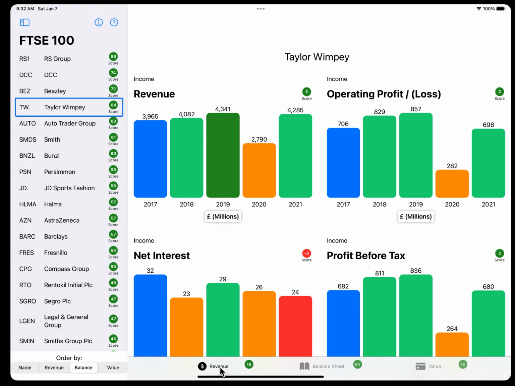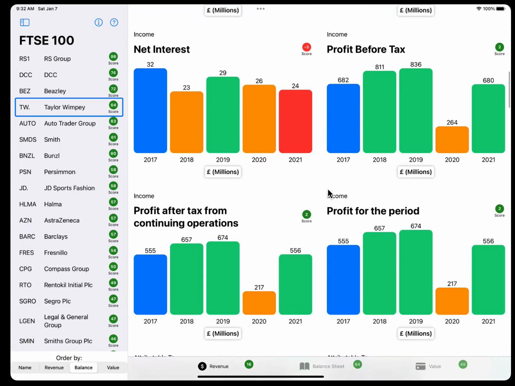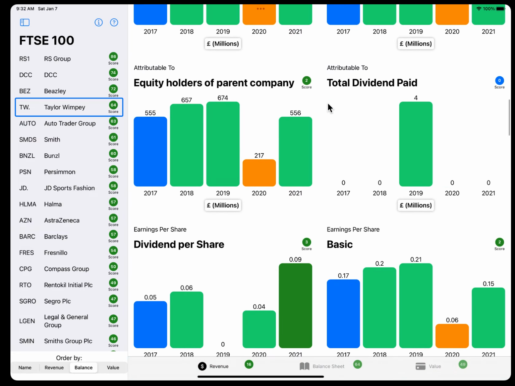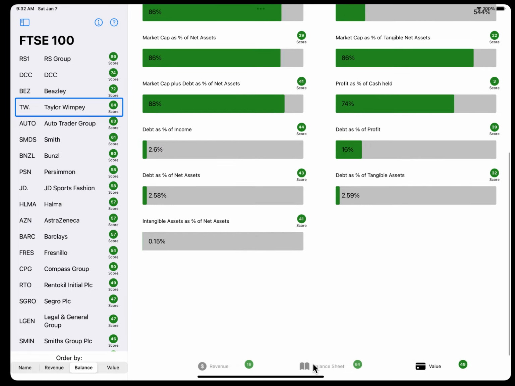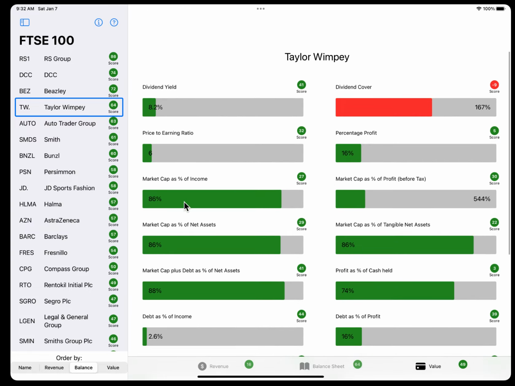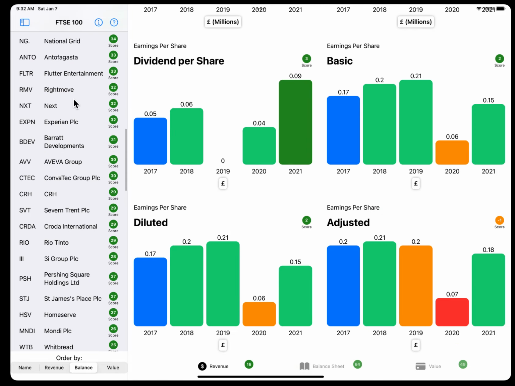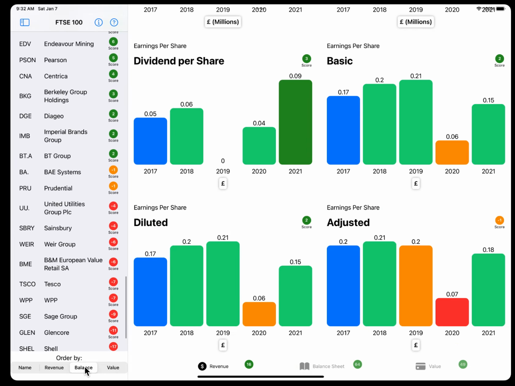But if you look at revenue, now they've got quite good revenue as well. Not bad, lots of green in there. And value, lots of green in here. So Taylor Wimpey looking like a good value company, really. So we're on balance sheet again, order by balance sheet.